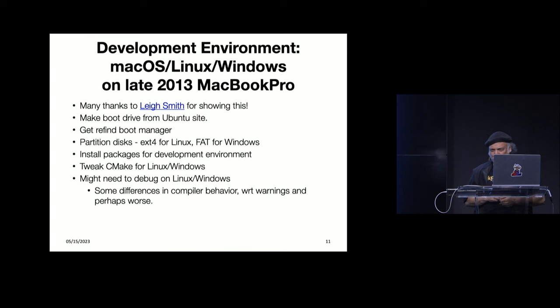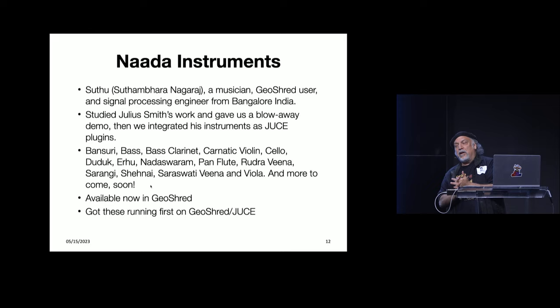Okay, I talked about the three instrument types again: GeoSwam, Julius guitar, and Nada instrument. So this guy Sutu Nagaraj basically approaches us with this killer demo. He studied all of Julius's work and did a fantastic set of Indian and other South Asian instruments, some Chinese instruments. There's a lot of them coming. And we integrated them, he and I, into GeoShred as these audio processor classes.